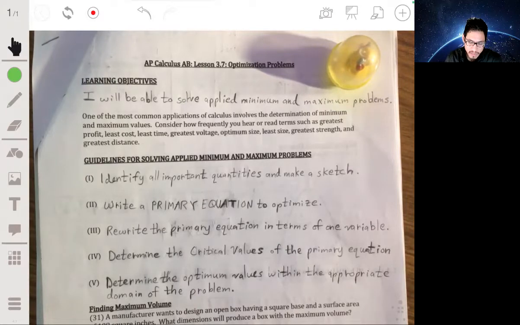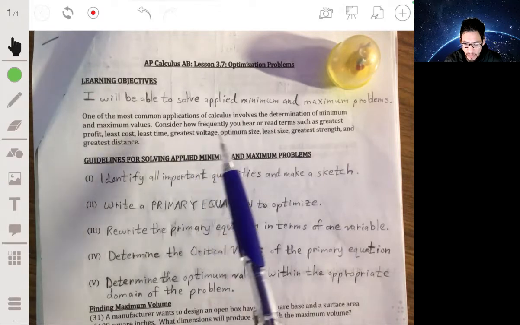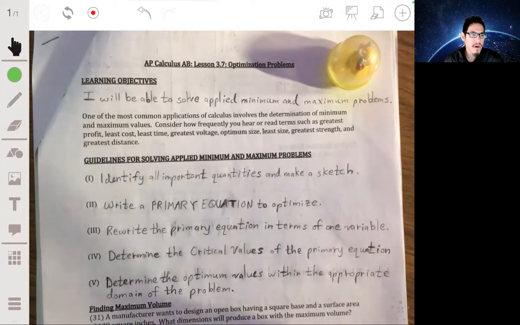Because when we're talking about optimization, we basically want to figure out values of equations that will give us the most or the least profit, or maybe the most material. It just depends. And we call that optimization. So we find minimum and maximum values for certain scenarios.